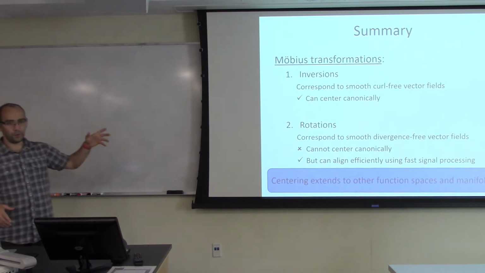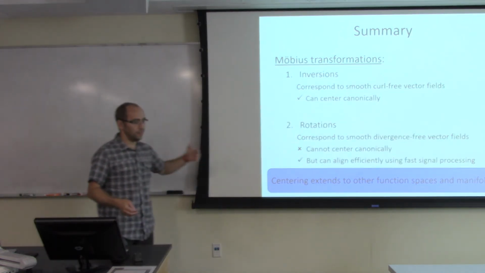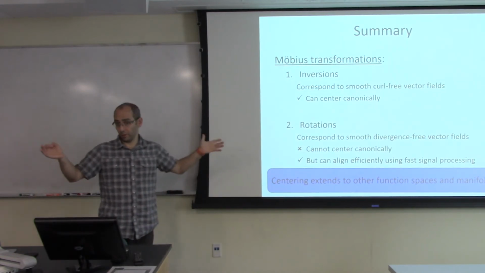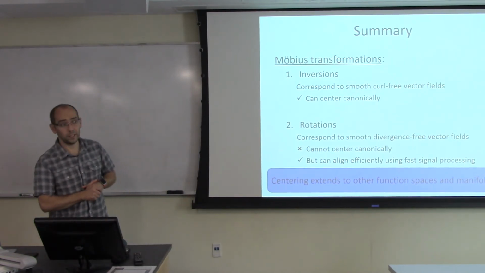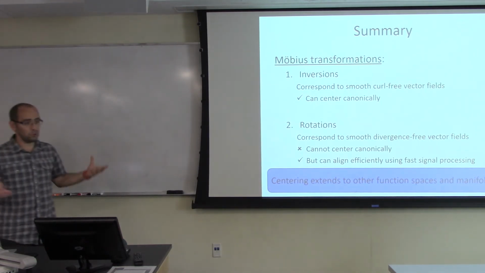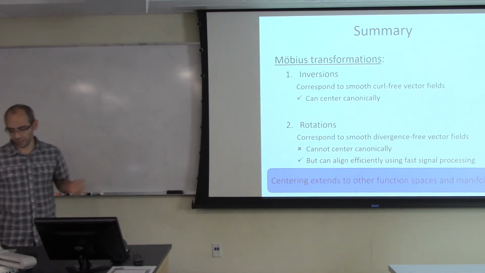The one problem with non-genus-zero surfaces is that you have vector fields that are as smooth as you want, completely curl-free, but also completely divergence-free. And so there are these smooth transformations that are not gradients of anything, that you just can't capture.